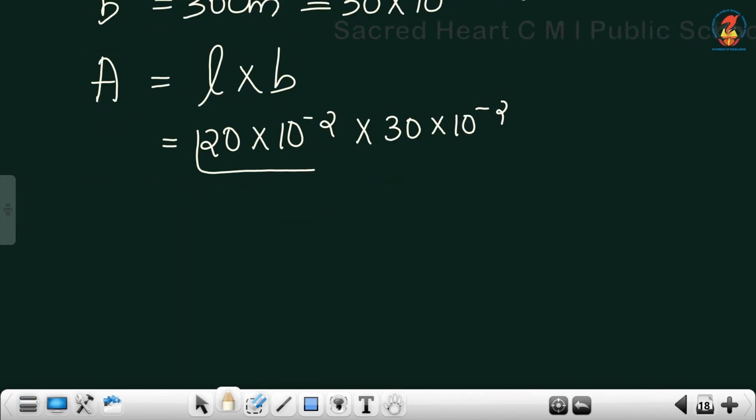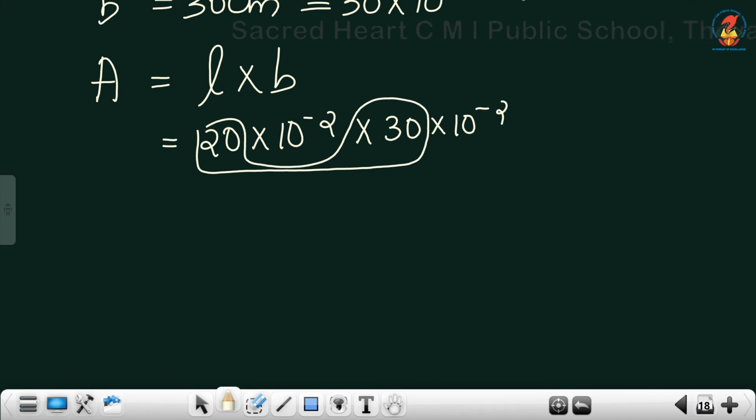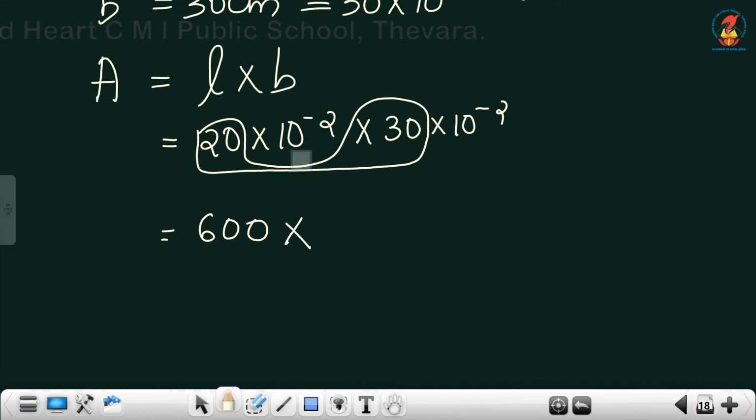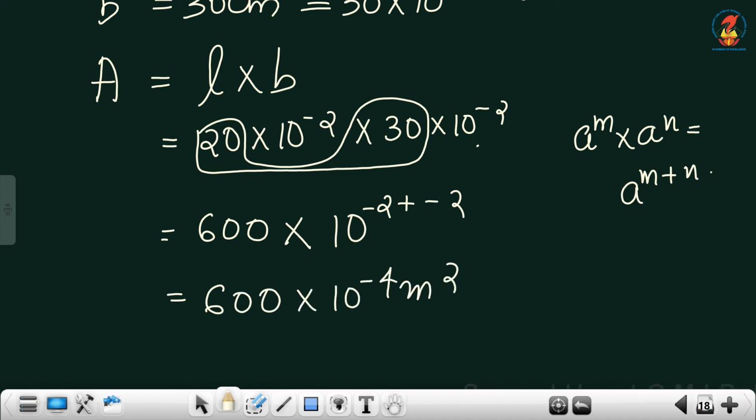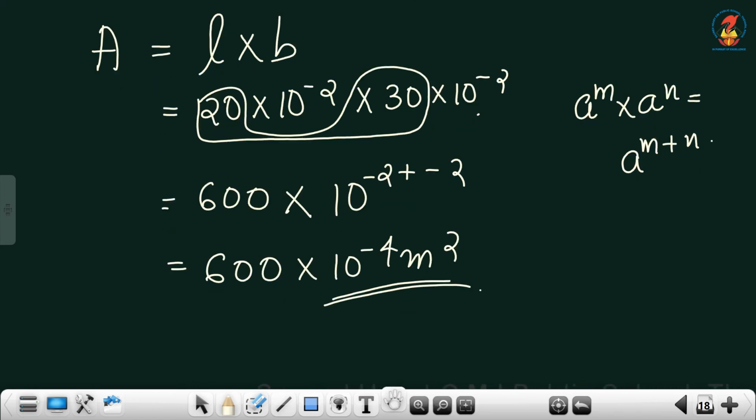Now, multiply 20 and 30. 20 into 30 is 600 into 10 raised to minus 2 into 10 raised to minus 2. Again, you can use the exponent law: a raised to m into a raised to n is a raised to m plus n. That is 10 raised to minus 2 plus minus 2. That is 600 into 10 raised to minus 4 meter square. So, this is the area of contact.